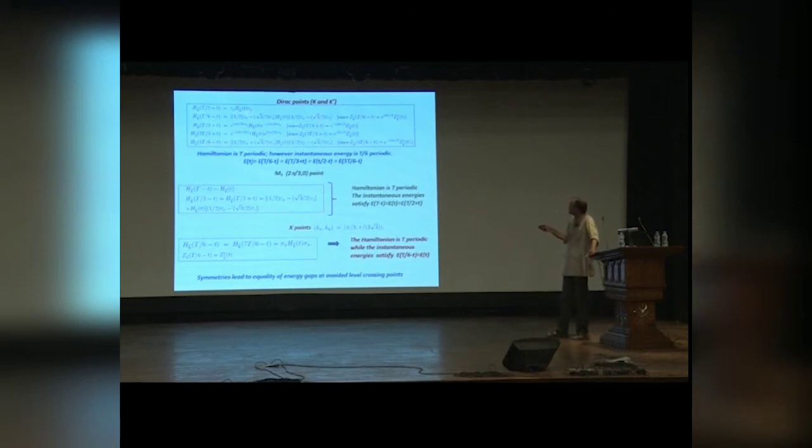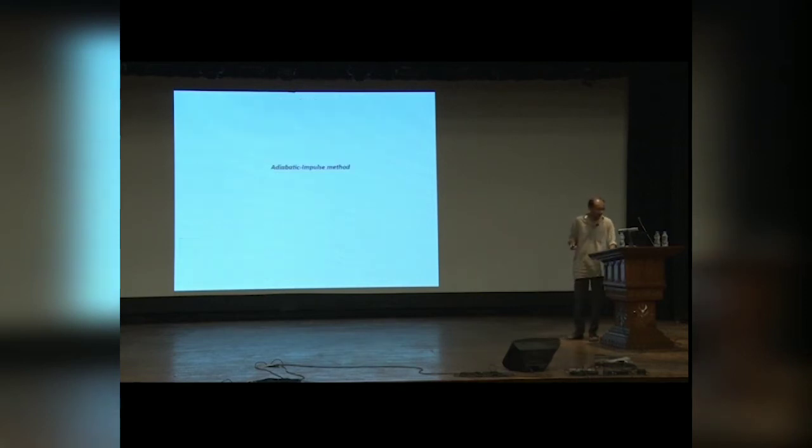So here is the symmetry for the Dirac, the M and the X points, but the bottom line is that in all other points the Hamiltonian is T periodic, whereas the instantaneous energy values could have different periodicity, okay, which is here. So now let me introduce this adiabatic impulse approximation, which we will use to calculate these phase bands or the eigenvalues of the unitary evolution operator.